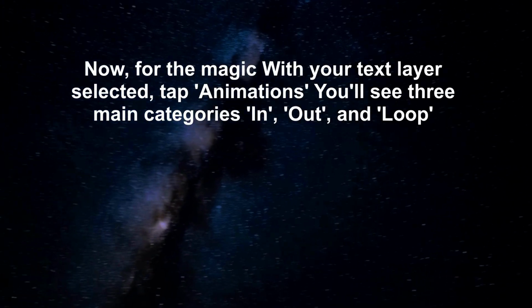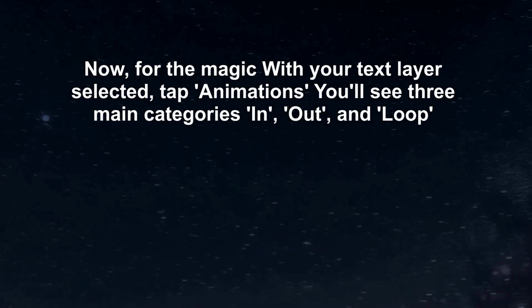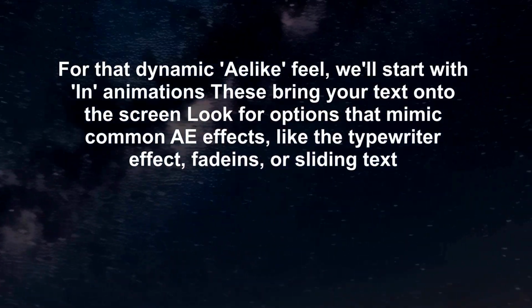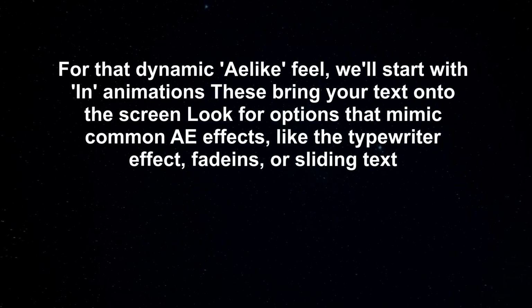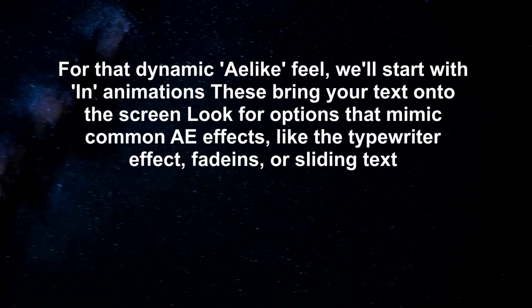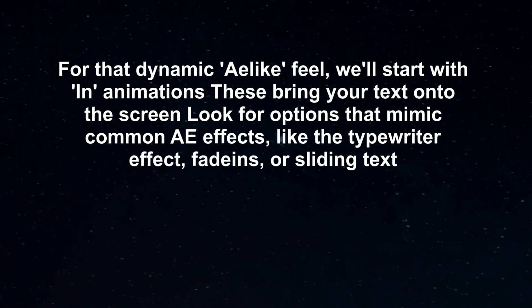Now for the magic. With your text layer selected, tap Animations. You'll see three main categories: in, out, and loop. For that dynamic After Effects-like feel, we'll start with in animations. These bring your text onto the screen. Look for options that mimic common effects, like the typewriter effect, fadings, or sliding text.